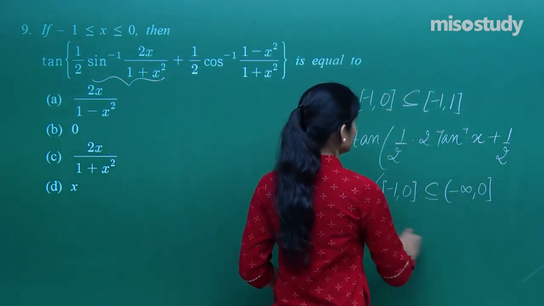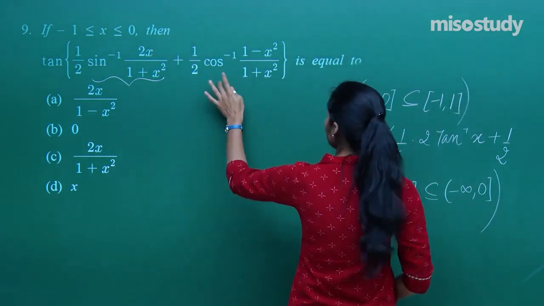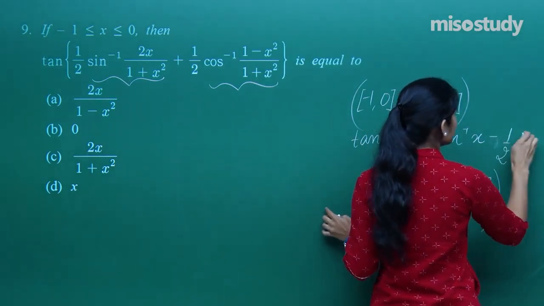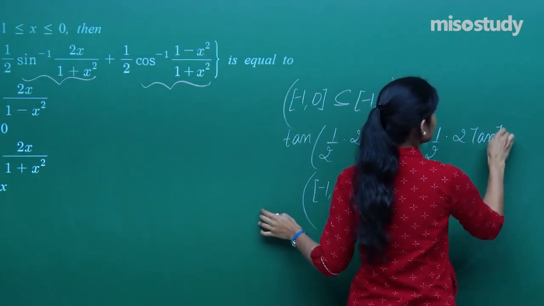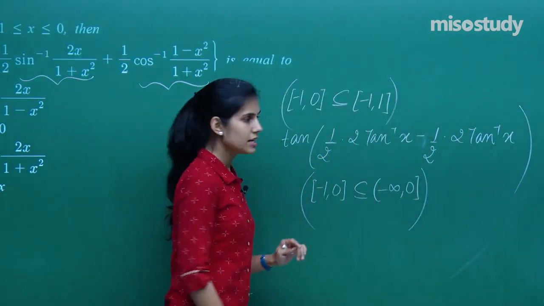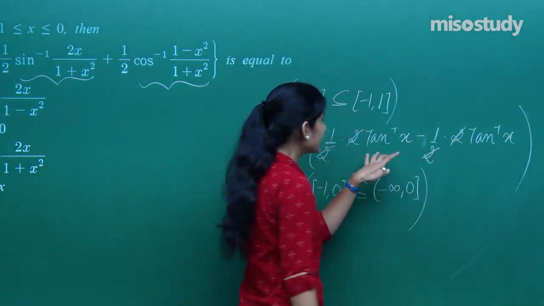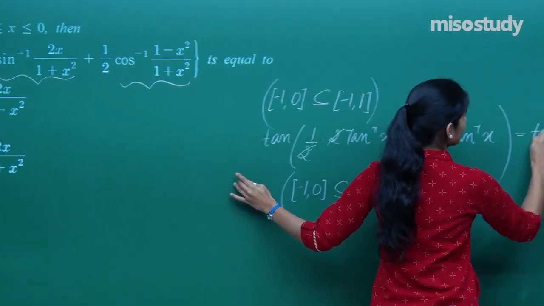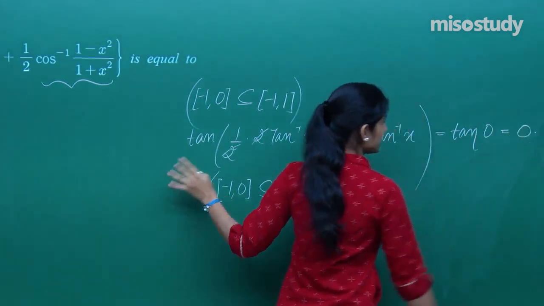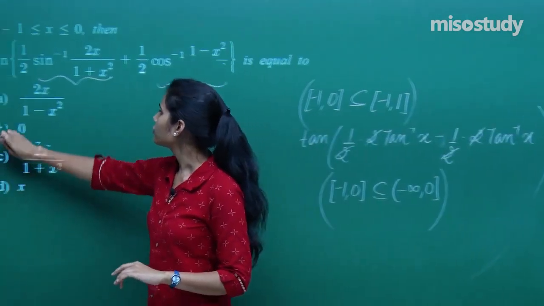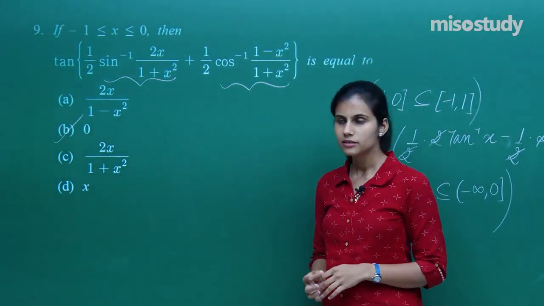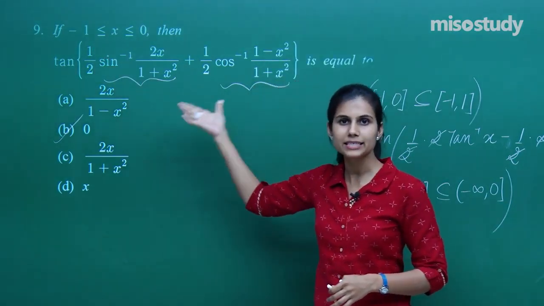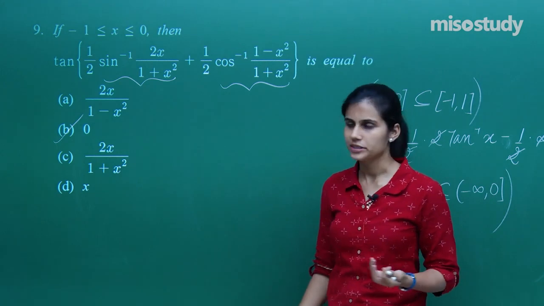So, I can again very easily replace this cos inverse of 1 minus x square upon 1 plus x square by minus twice of tan inverse x. The moment I am able to do this, I basically get tan of tan inverse x minus tan inverse x, which is tan of 0, that is 0. So, my answer actually has come out to be 0. Clear? So, please keep in mind where x is belonging, only according to that am I able to apply the formula and write these terms in terms of tan inverse.